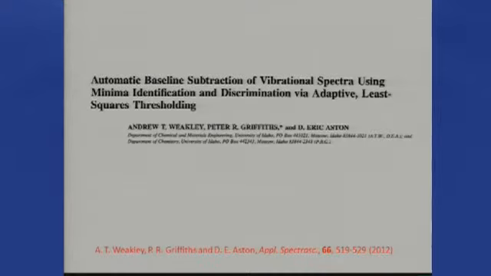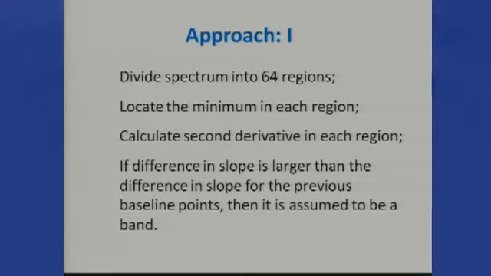So this led to the development of a technique which we described last year in Applied Spectroscopy in this particular paper here. So how does this work? The spectrum is divided into 64 regions. You locate the minimum in each region. You calculate the second derivative in each region. And if the difference in slope is larger than the difference in slope for the previous baseline points, then it's assumed to be a band.